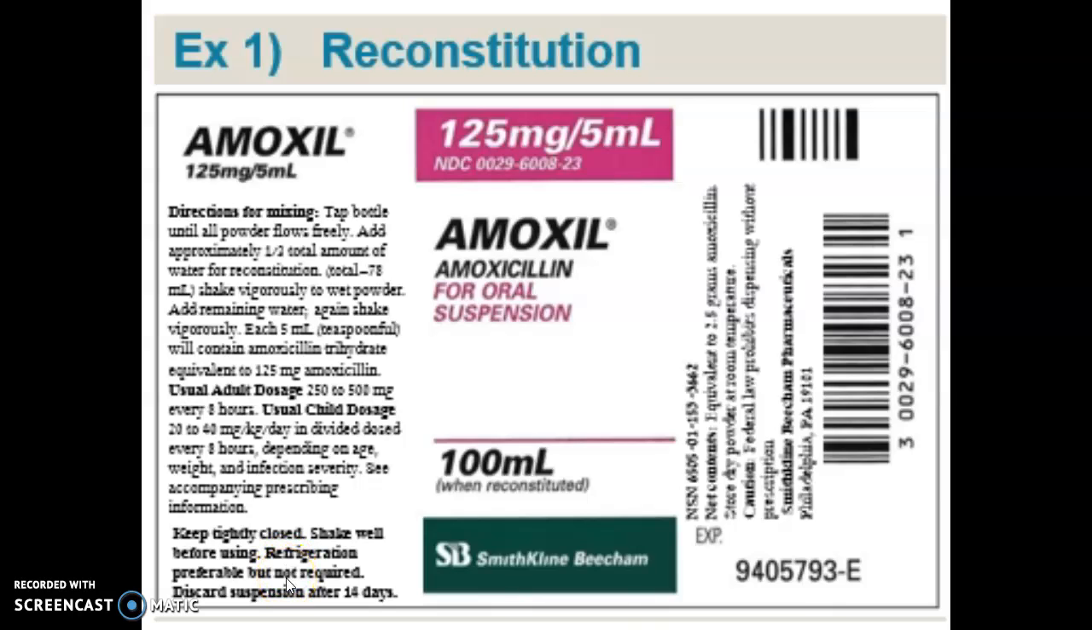What is the expiration or discard time after it's been reconstituted? That's this part down in here. It says keep tightly closed, shake well before using, refrigeration preferable but not required, discard suspension after 14 days. So our question was asking, what is the expiration or discard time after it's been reconstituted? After 14 days is when we need to trash it.